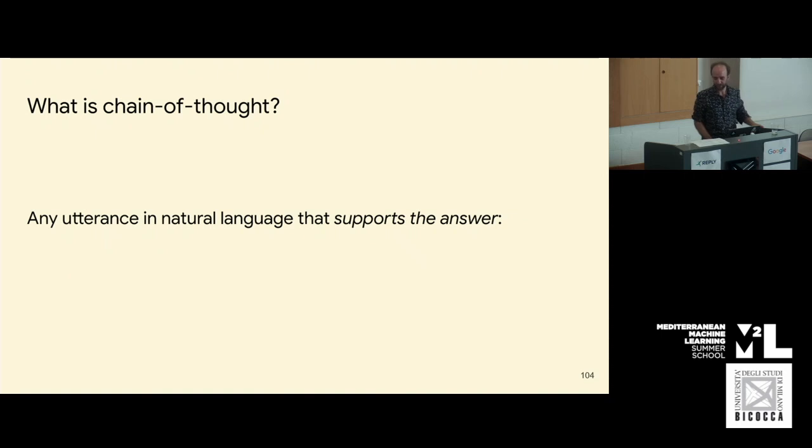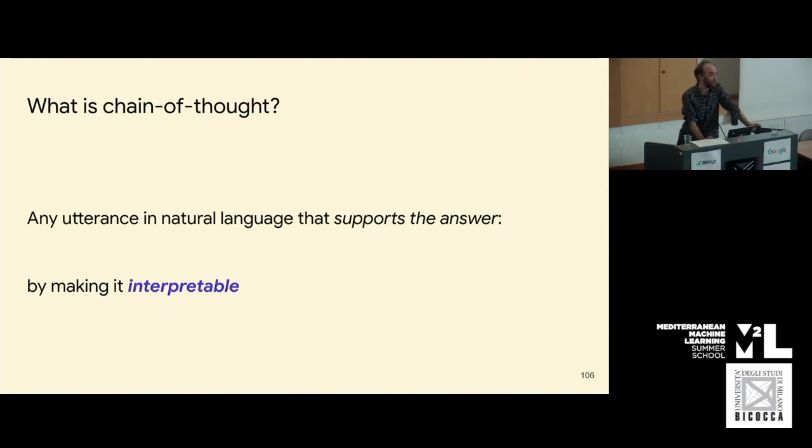How does it support the answer? In three possible ways. They can be, not all at the same time, depending on which school of thought you belong to. One is it makes it more likely to be correct. So you would want this computation, your workings, to sort of support the fact that the LLM is going to become more accurate, give better answers when it uses a chain of thought.